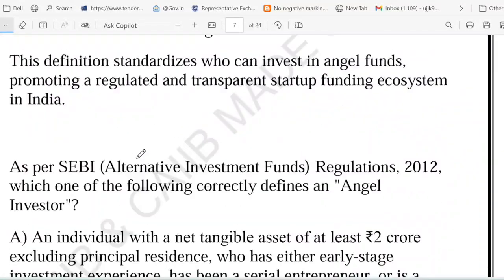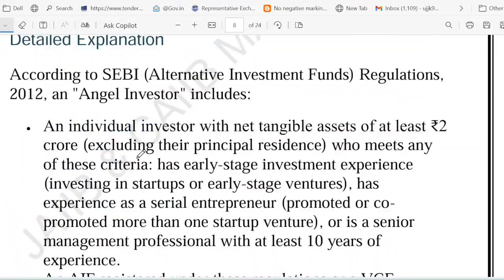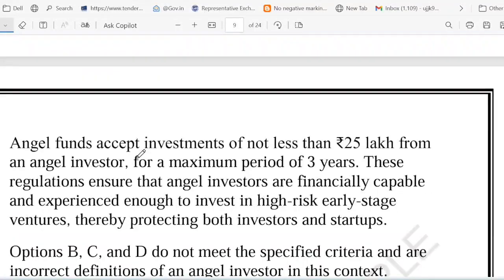Now, the question is as per... I think this question is repeated. Let me skip this particular one. This one is a repeated one.